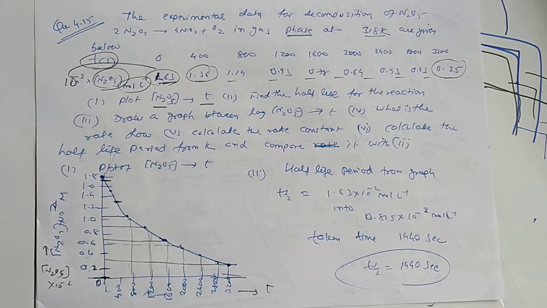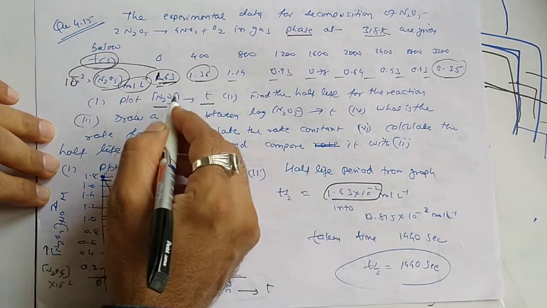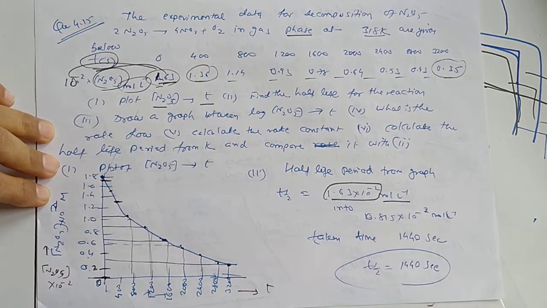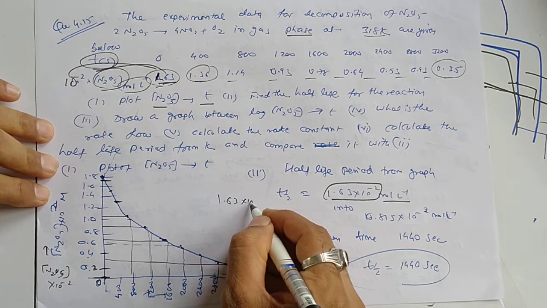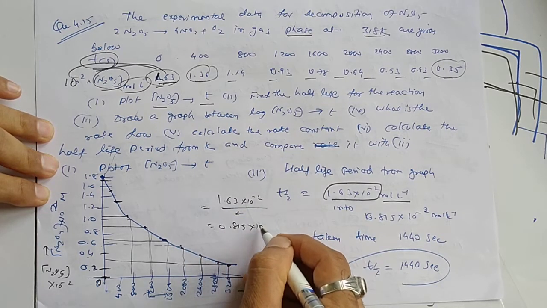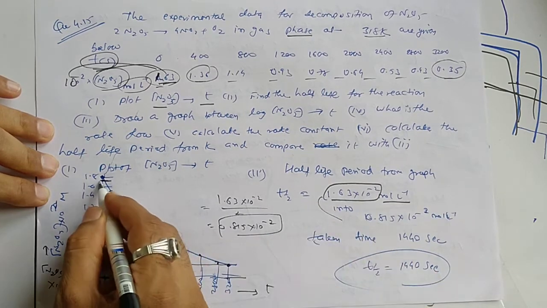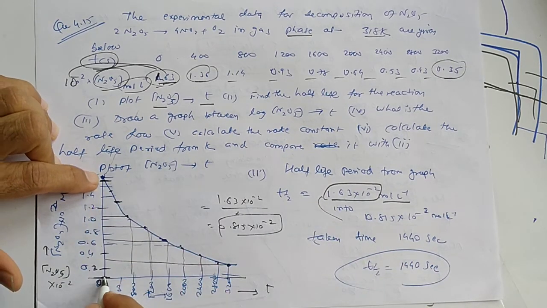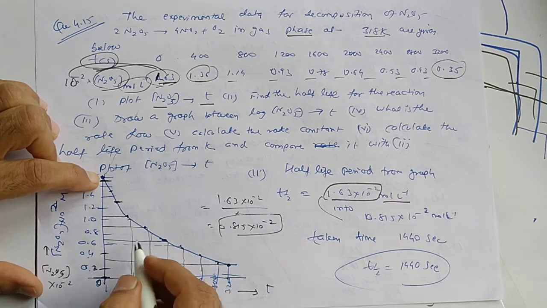Find the half-life for the reaction from the graph. Initial concentration is 1.63 multiplied by 10 raised to minus 2 mole per liter. Now for half, divide by 2, so 0.815 into 10 raised to minus 2 is the half concentration. So initial is 1.63 into 10 raised to minus 2, and now it became half, 0.815.